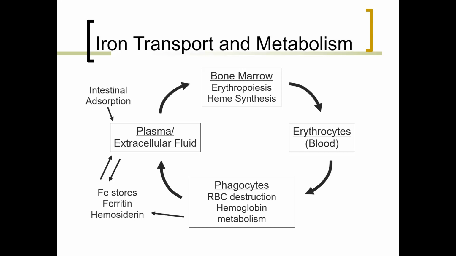So we have intestinal absorption, and then it goes into the plasma or extracellular fluid. From there, it gets transferred through transferrin to the bone marrow, where you have erythropoiesis or heme synthesis, and it's incorporated into hemoglobin. Then it's carried by erythrocytes through the blood. When those blood cells are destroyed, phagocytes release the iron after destruction of hemoglobin, and the excess iron can also be stored by ferritin or hemosiderin.